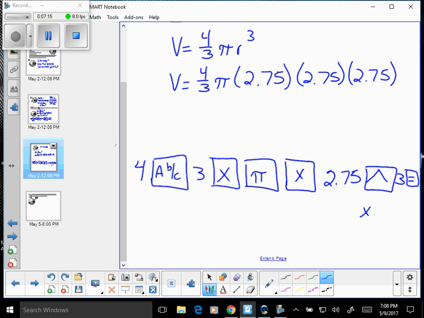Now remember, if you have an x, a 30, your power key is x to the y. Now, again, try that. Hit pause, try it. You should come out to 87 meters cubed when you round off to the nearest unit.